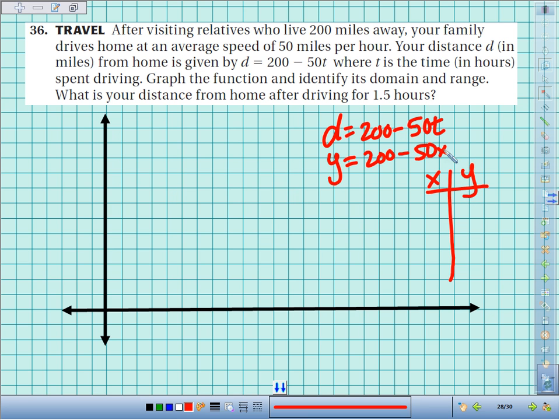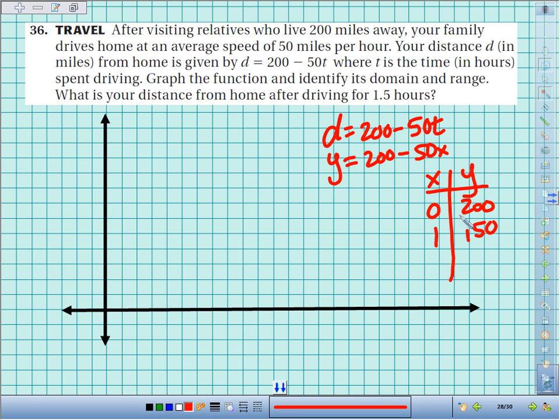If you think about a table of values, x and y, x, which represents t, the time you've driven, well, if you haven't started driving for 0 hours, you're still going to be 200 minus 50 times 0, or 200 miles from home. If you were to travel, let's say, 1 hour, well, 200 minus 50 times 1, it's going to be 150.